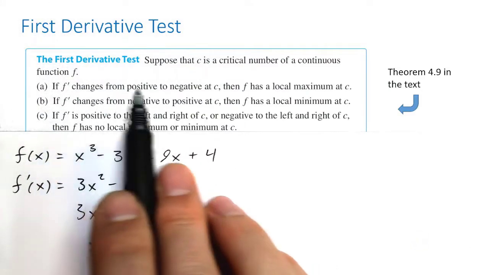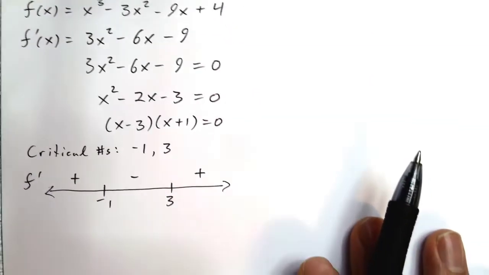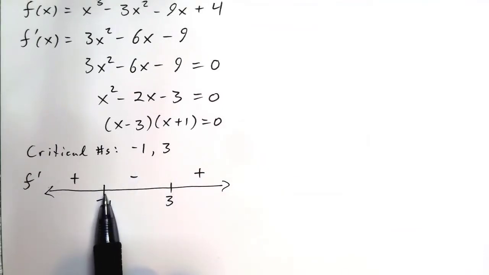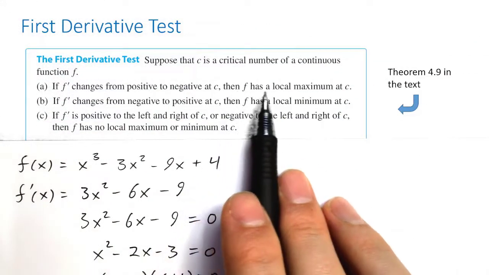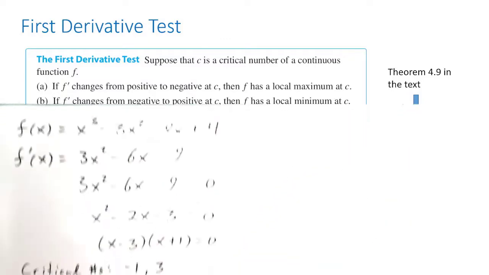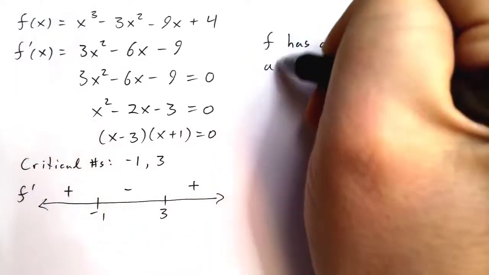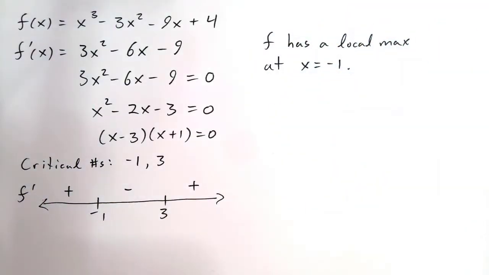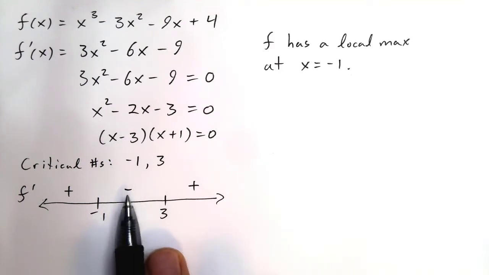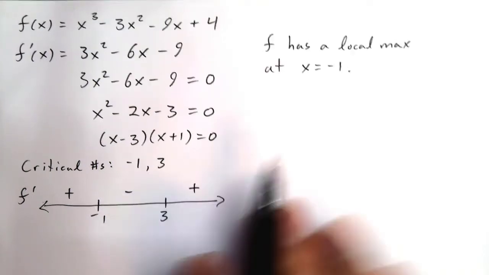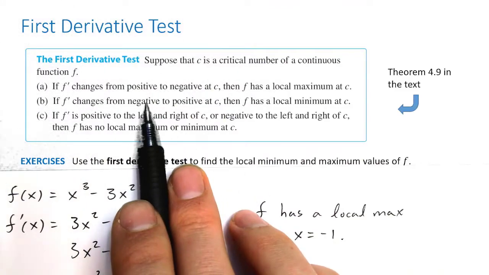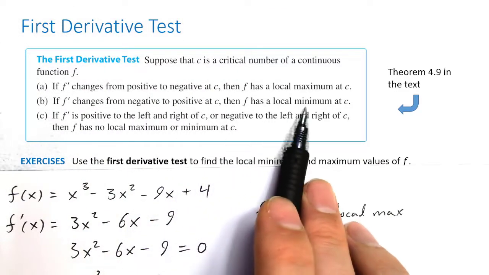If it changes from positive to negative, and that's exactly what happens at this critical number, then f has a local maximum at that number. Okay, so it changed from positive to negative at -1, so that means that f has a local maximum at -1. And let's see what happened at 3. At 3, it changed from negative to positive. Well, what does that mean? If it changes from negative to positive, that means that f has a local minimum.